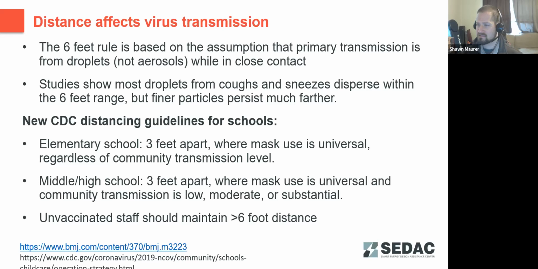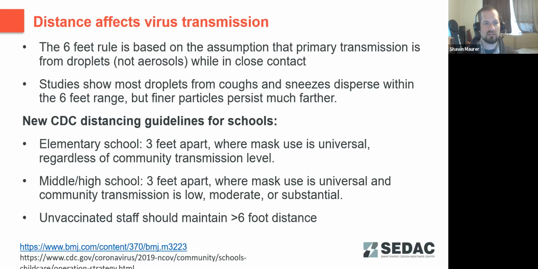New CDC distancing guidelines have just been released. We were made aware of them over the weekend. In elementary schools, distancing can be reduced to 3 feet apart for students, where mask use is universal, regardless of the community transmission level. In middle schools and high schools, 3-foot distancing, again, is allowable where mask use is universal, but you want community transmission to be on the lower end. You don't want higher community transmission rates. And any unvaccinated staff should remain greater than 6-foot distancing until they are vaccinated. So it's important to be aware of those updates to those recommendations.